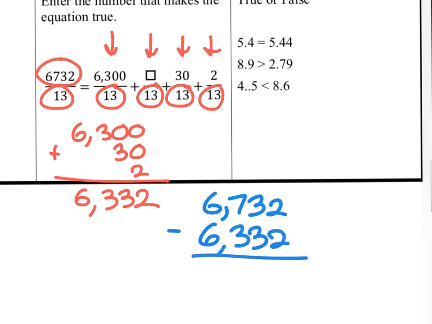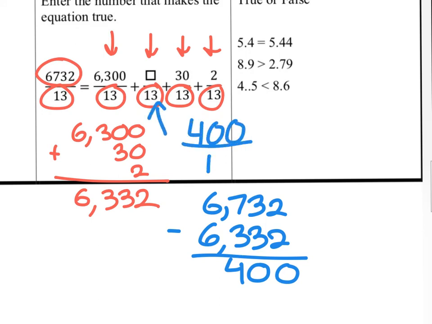Here it is. 2 minus 2 is 0. 3 minus 3 is 0. 7 minus 3 is 4. So we know that square must be a 400 out of 13. So that missing square can be figured out by adding what you have already and subtracting it from what you started it with. And we knew that the square has to be a 400.